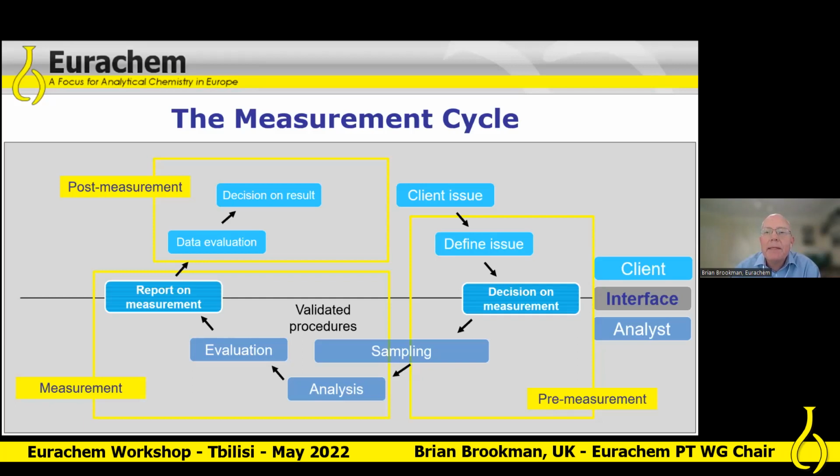So really the PT plays an important role for each of the three phases, or indeed can be just a part of one of the phases, perhaps sampling in the pre-measurement phase, or the PT could be designed to assess the whole measurement process, one or more phases in the measurement cycle, or just part of one of those measurement phases. So again, PT is playing a key role right across the measurement cycle.